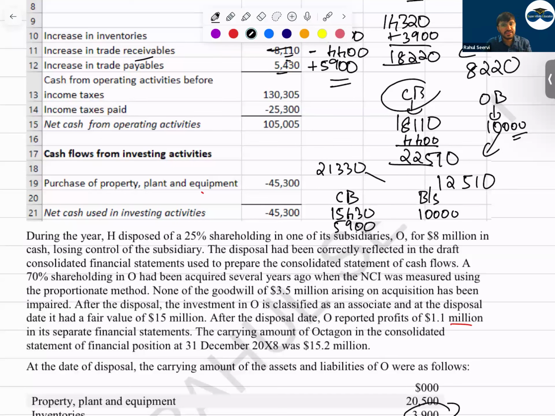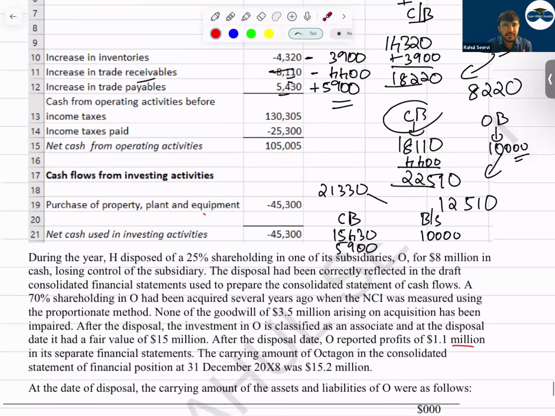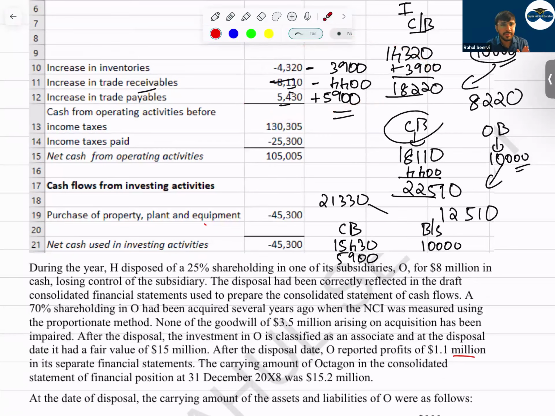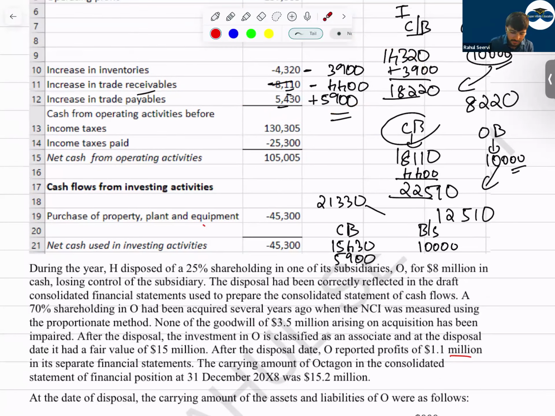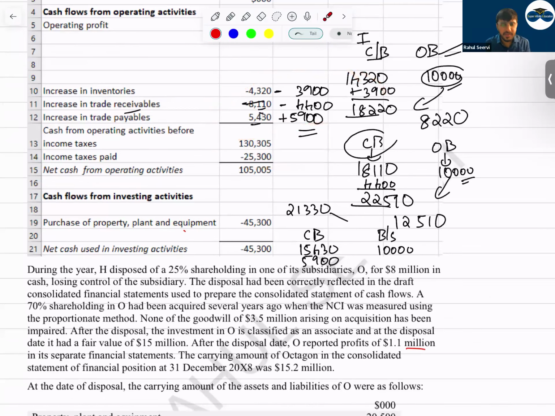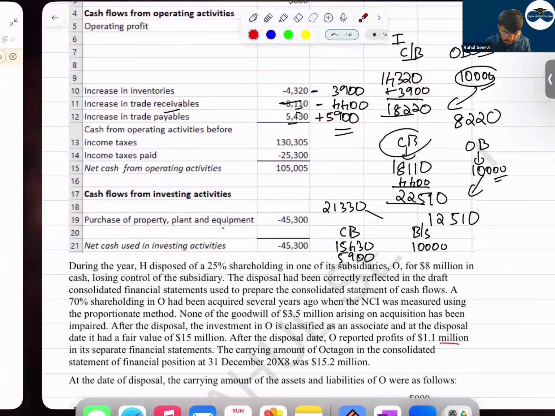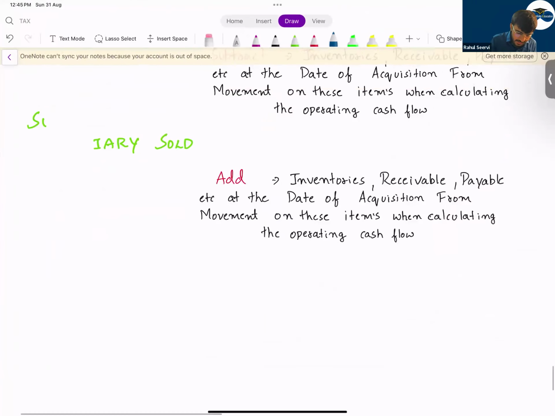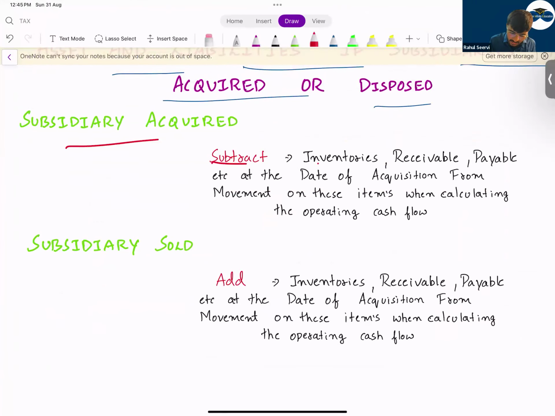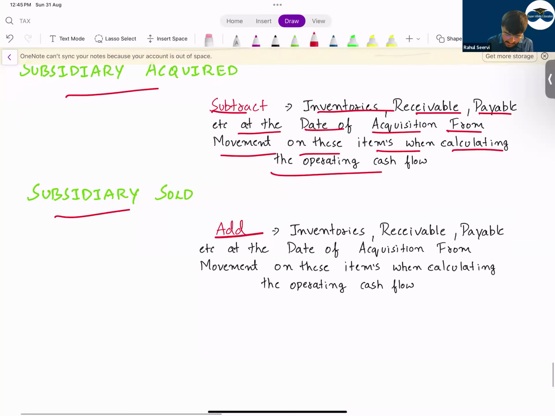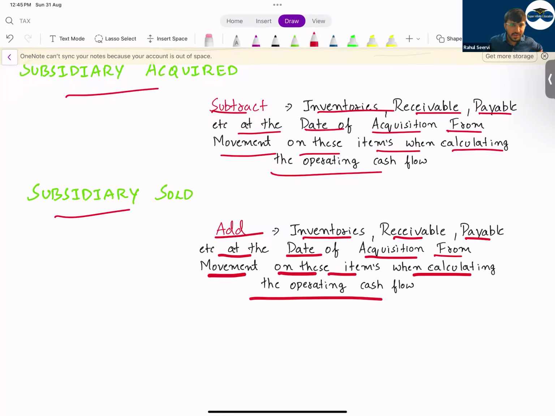Understood? How should you do it? These are the adjustments for sure, for acquisition and for disposal. If you have learned a direct method, where for addition we subtract and so on, no issues. But if you're making mistakes in that, follow this approach. It will be easy. So see here now. Subsidiary acquired: subtract inventory, receivable, payable at the date of acquisition from the movement on these items when calculating the operating cash flow. Subsidiary sold: add inventory, receivable, payable at the date of disposal to the movement on those items when calculating the operating cash flow.